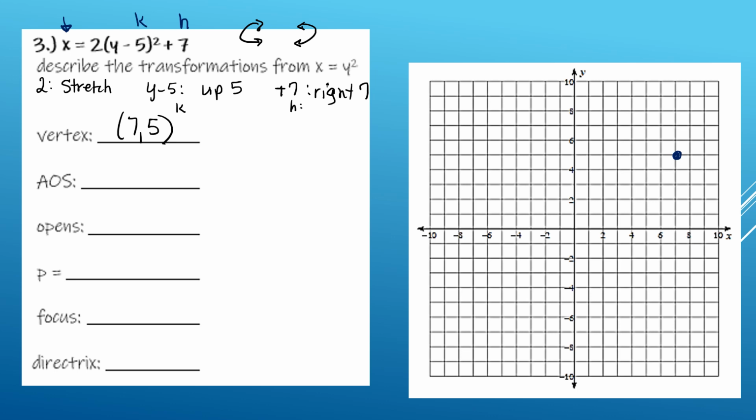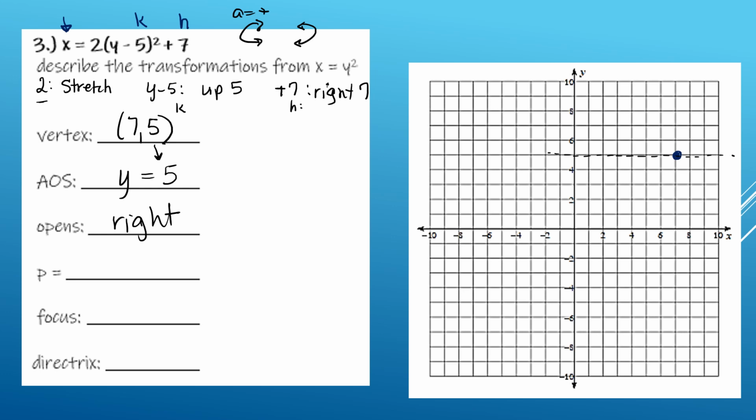Okay. Our axis of symmetry, we do know that this one's horizontal. It's going to open to the left or right. If our a value is positive, we are going to open to the right. So let's go ahead and get ourselves squared away with that. So I'm going to draw my axis of symmetry through the vertex going horizontally. So that is going to be with the y value of your vertex. So our axis of symmetry is going to be y equals 5.